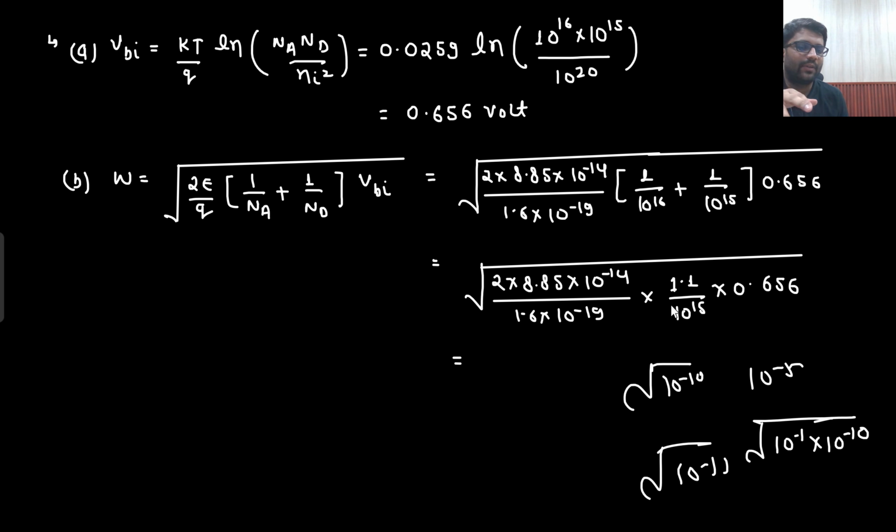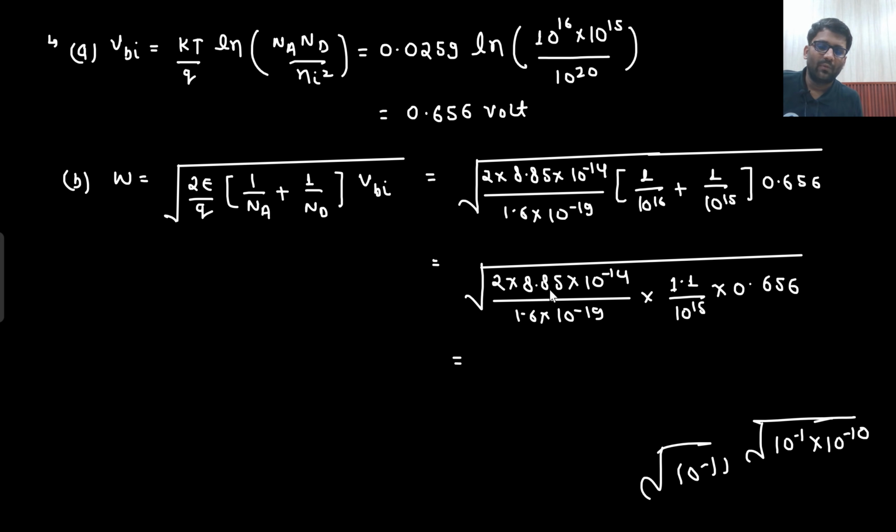Although here luckily 10 to the power 15, 10 to the power minus 19, that would become 10 to the power minus 4, and this is 10 to the power minus 14. So 10 to the power minus 14 divided by 10 to the power minus 4 would become 10 to the power minus 10, and luckily I will be able to take 10 to the power minus 5 outside. But if it was 10 to the power minus 11, then this is how I would have adjusted.